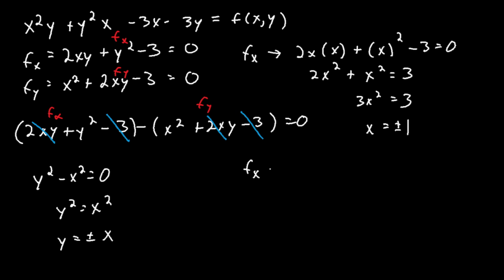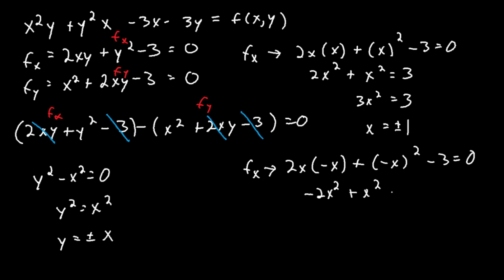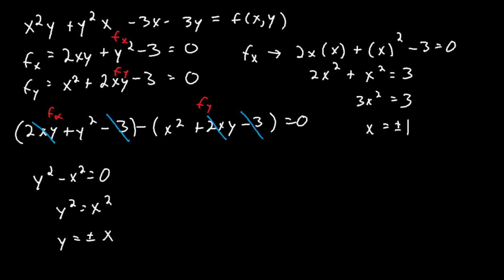Let's plug in negative x in this case. So let's plug in negative x plus negative x squared minus 3 is equal to 0, because y is equal to plus or minus x. So we have to plug in negative x here. So this turns into negative 2x to the power of 2 plus x to the power of 2 is equal to 3. And this turns into negative x is equal to 3. And in no situation is this possible. So negative x is just ignored. So far we have x is equal to plus or minus 1.